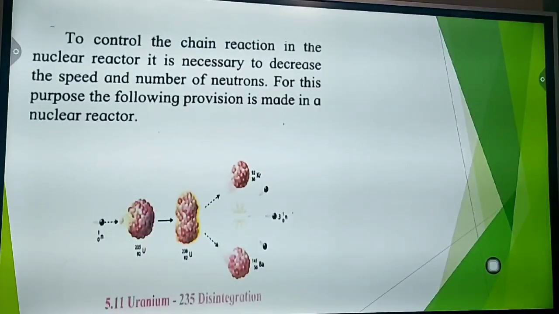Here, to control the chain reaction in the nuclear reactor, it is necessary to decrease the speed and number of neutrons. वो 2-3 से barely 1 या 0 पे लाना पड़ता है. For this purpose, the following provision is made in a nuclear reactor.